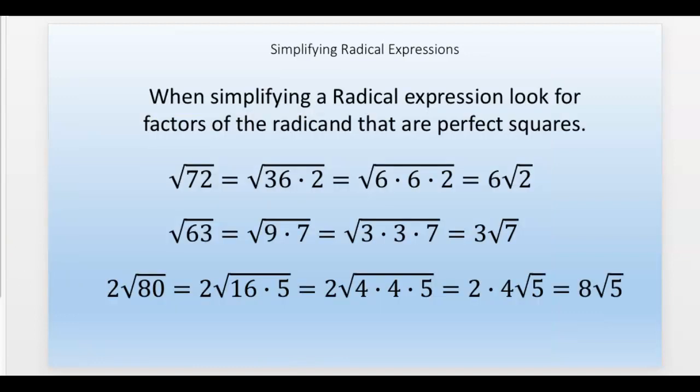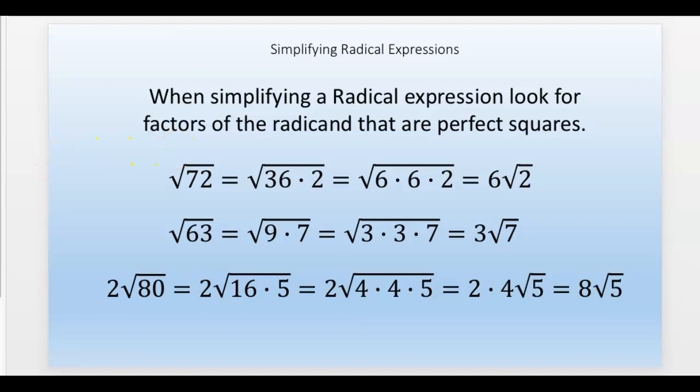But here are some more examples. Again, here we're looking for the square root of 72. Now we're looking for factors of 72 that are perfect squares, and you're going to be able to find them in these problems, because we're practicing doing this. 72 is 36 times 2, and 36 is a perfect square. The square root of 36 is 6. So we can take the 6 outside the radical sign and leave the 2 inside, because 2 is not a perfect square.